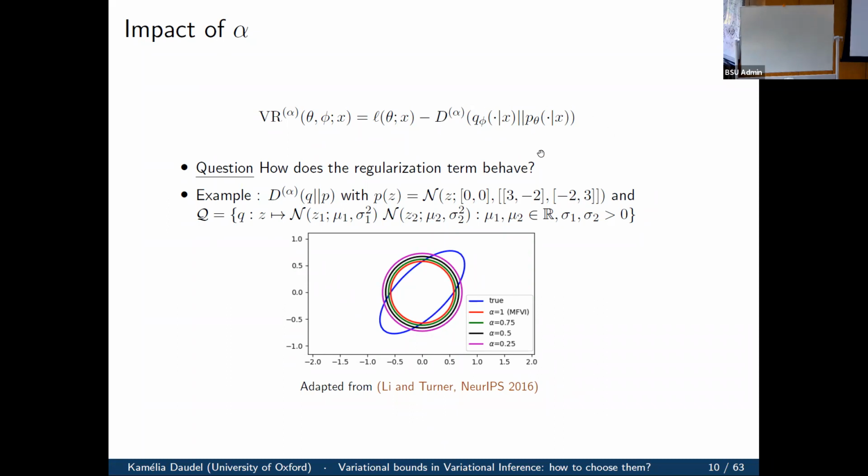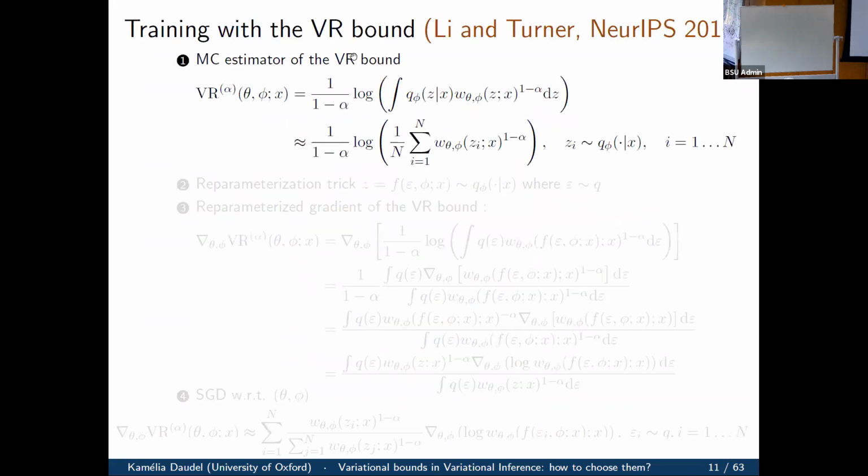Okay. Good. So now that I've hopefully told you that this is important to try to change this regularization term, how does training happen? We've seen how training happens with the evidence lower bound. I've told you it's 4 steps. Let's see how those 4 steps transfer to the VR bound according to Li and Turner. Do you see this? Yeah, you see this actually. Let me hide it. No, the one below. The one below. Thank you very much.